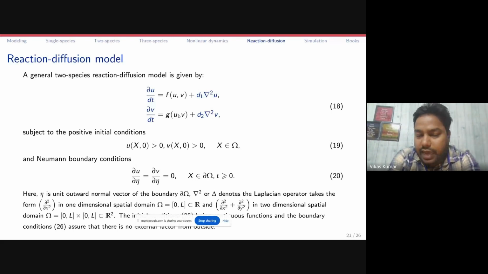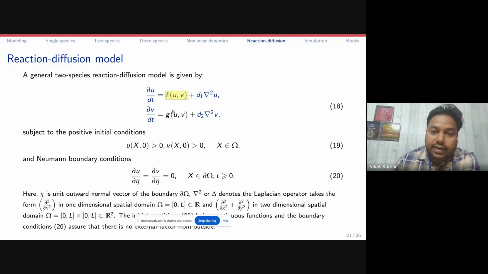I'm just talking about the two species model. On the left, you can see the derivative with respect to time, and on the right side, you can see the reaction term, which is quite similar to the models that we have studied earlier.